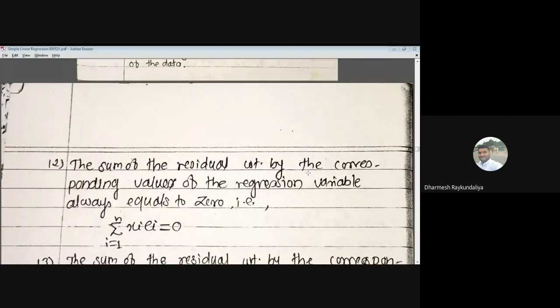And the sum of the residuals multiplied by the corresponding value of the regression variable, that means the sum of the product of residuals and the corresponding regressor, is always 0. So x belongs to the estimation part and e belongs to the error part. We have already proved that estimation and error are orthogonal. By substituting the value of ei, that is yi minus yi cap, you can also prove it.